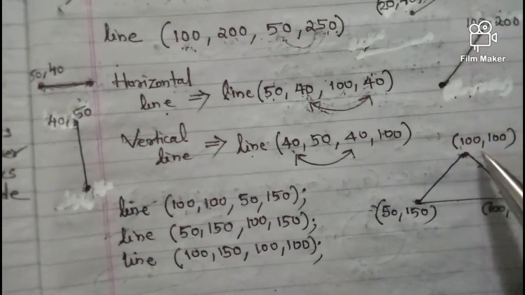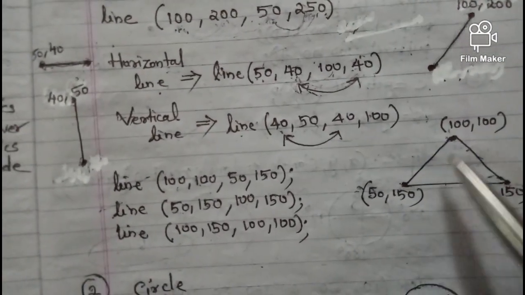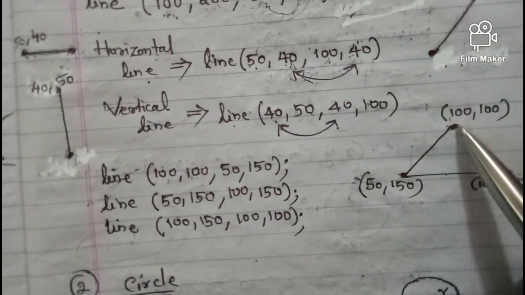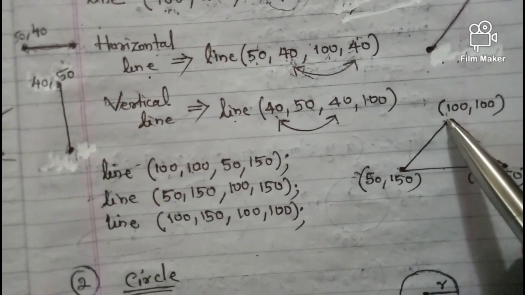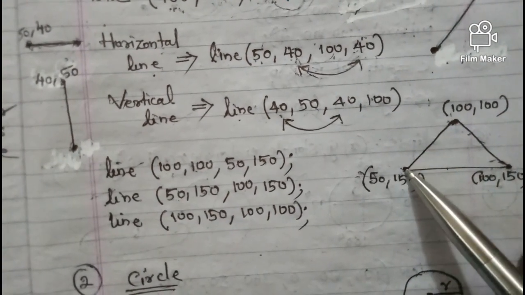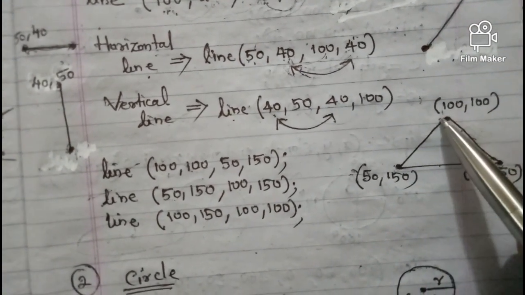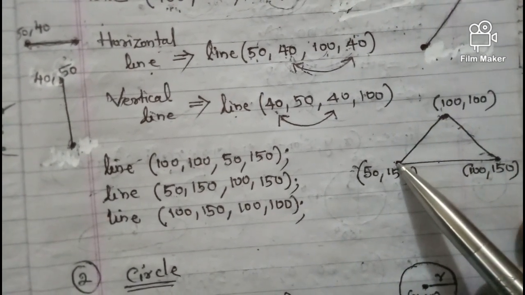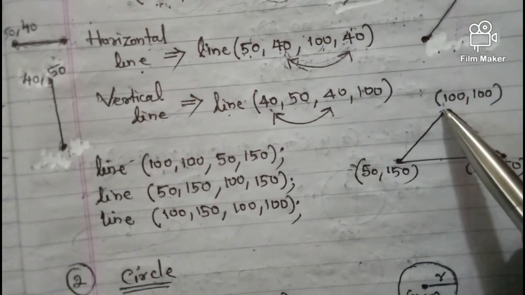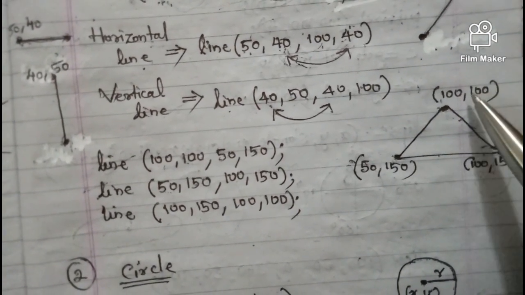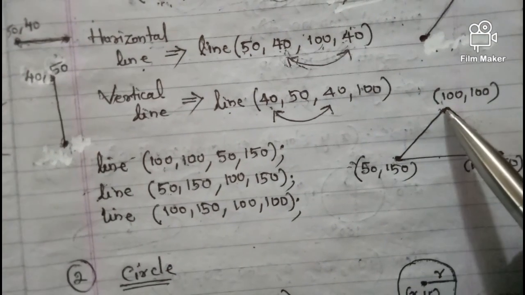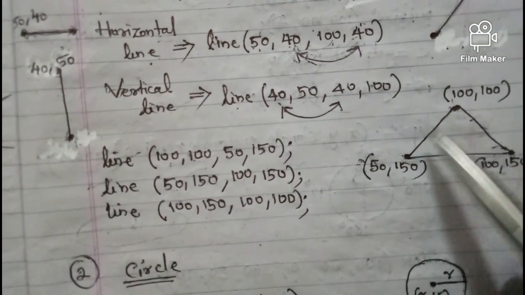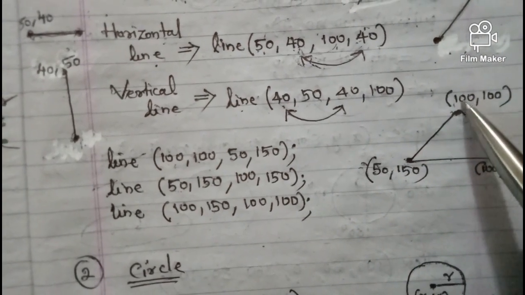Suppose I wish to draw a triangle like this. To draw a triangle, let this be the starting point, 100, 100. From this point I wish to draw a line like this. That means I must move downwards, then I must move towards left. That means when you have to move downwards, definitely the y will increase, and after moving downwards to reach at this position I have to move towards left. That means x should decrease.